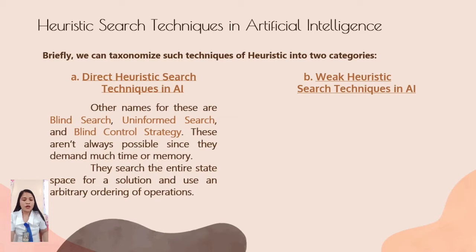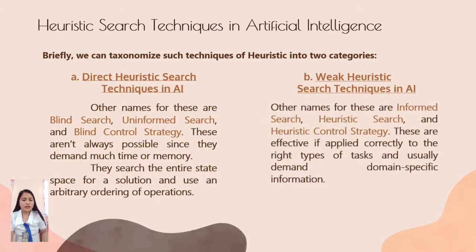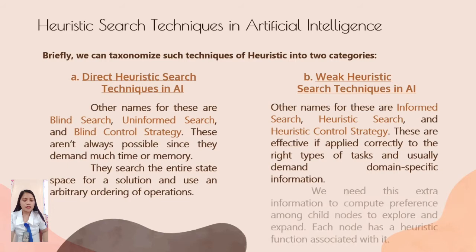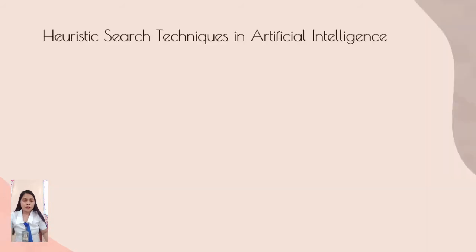They search the entire state space for a solution and use an arbitrary ordering of operations. B. Weak heuristic search techniques in artificial intelligence. Other names for this are informed search, heuristic search, and heuristic control strategy. These are effective when applied correctly to the right types of tasks and usually demand domain-specific information. We need this extra information to compute preference among child nodes to explore and expand. Each node has a heuristic function associated with it.